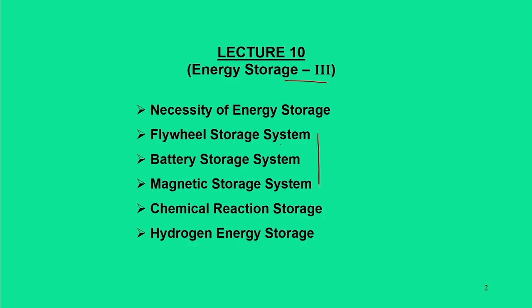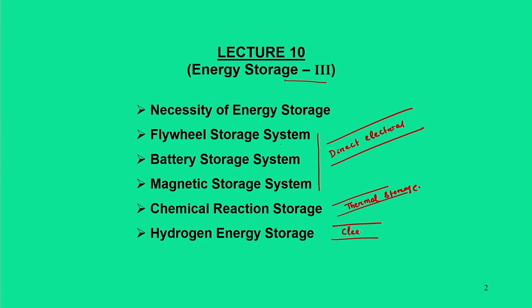Now, out of these storage systems, the first three, that is flywheel, battery and magnetic, fall under direct energy storage or direct electrical energy storage system. And chemical reaction storage falls in a mode which is called thermal storage mechanism. Hydrogen storage is an additional topic which we have introduced, which we call a clean fuel and has potential for power generation in future.